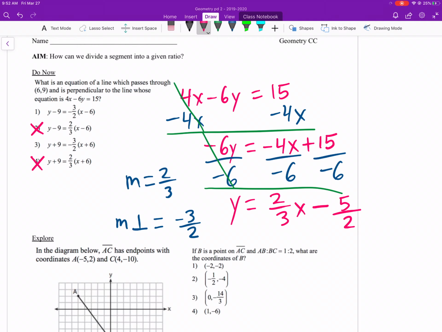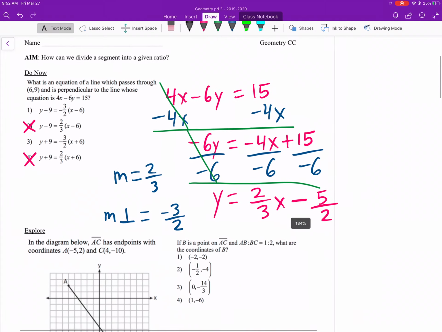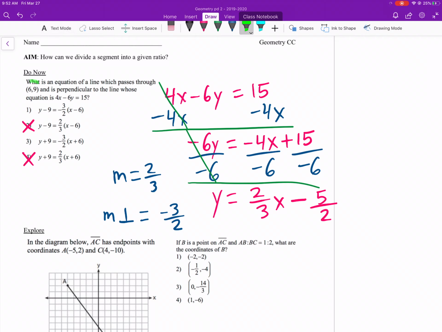So guys, now this is where we typically would take the point (6, 9) that they gave us, and we would substitute into our equation. For y, we would put 9. For x, we would put 6. We would solve. We would find a new y-intercept. But if you notice about your answer choices, they're in point-slope form, which we haven't talked about too much.